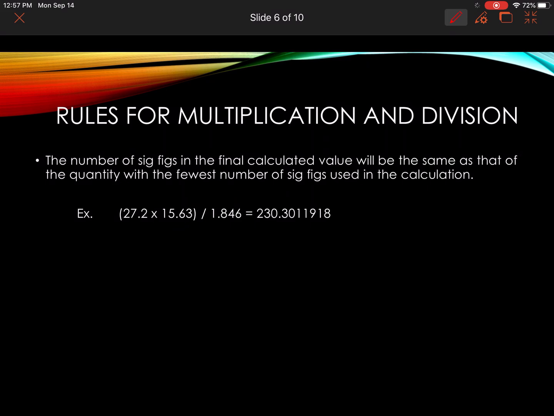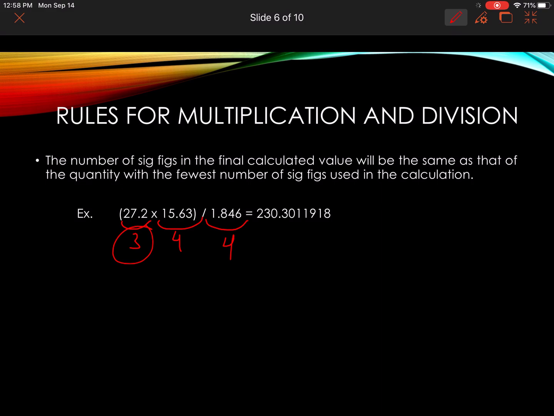Now, rules for multiplication and division. These are a little easier. The number of sig figs in the final calculated value will be the same as that of the quantity with the fewest number of sig figs used in the calculation. So basically, what you have to do is look at the numbers that you were given first and find the one with the smallest number of sig figs, and that's what your answer is going to have. So let's look here. This one, 27.2, has how many sig figs? 3. 15.63 has how many sig figs? 4. 1.846 has 4 sig figs. Now I'm going to pick the lowest number of those. So your answer cannot have more than 3 significant figures.